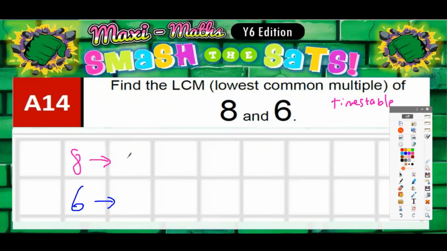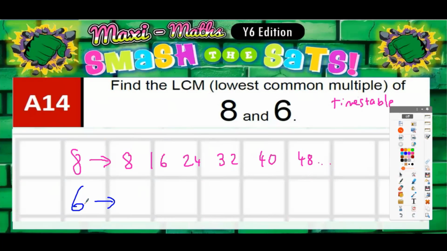So the 8 times table goes 8, 16, 24, 32, 40, 48. Now we could keep going, but I always recommend you do 6 first of all. Obviously, you can go up in more 8s, because we might not need to go any further than that. At this point in time, we don't actually know how far we need to go.